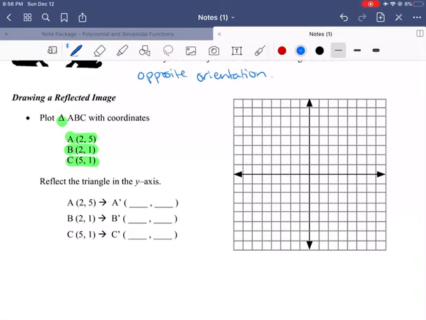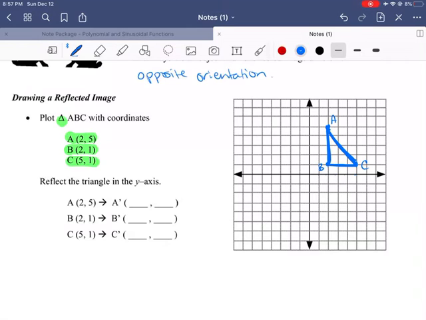So A is at 2, 5. B is at 2, 1. And C is at 5, 1. Okay, and then we're going to connect. Use a thicker pen here. Okay, so we're going to connect our points, A, B, and C.